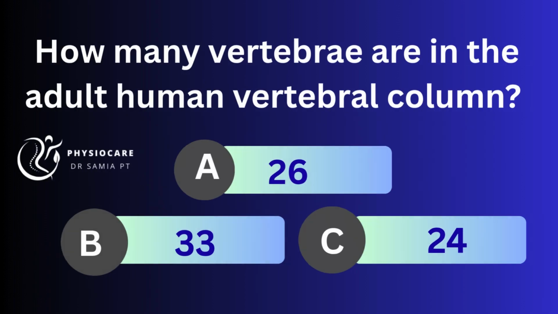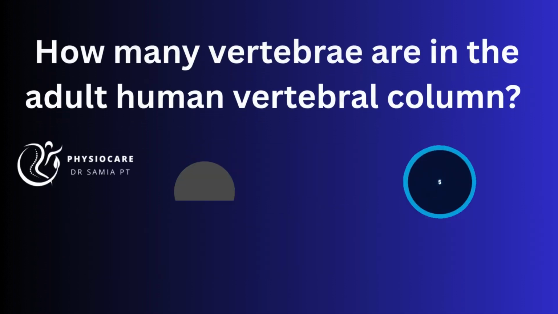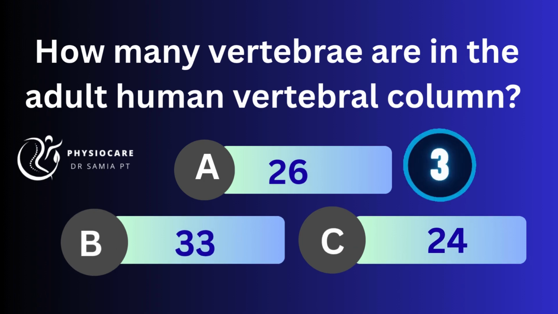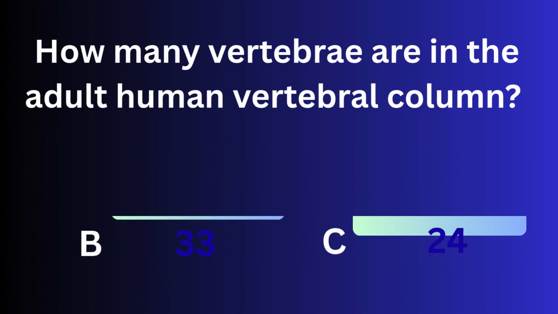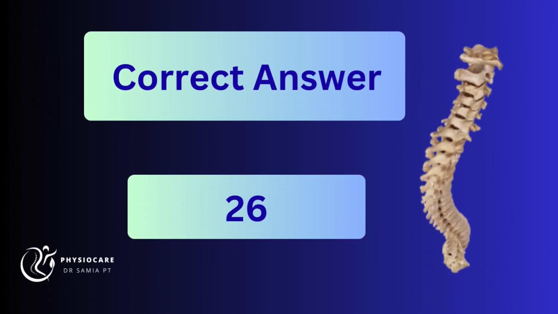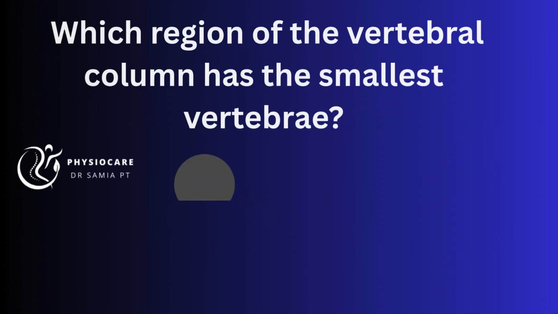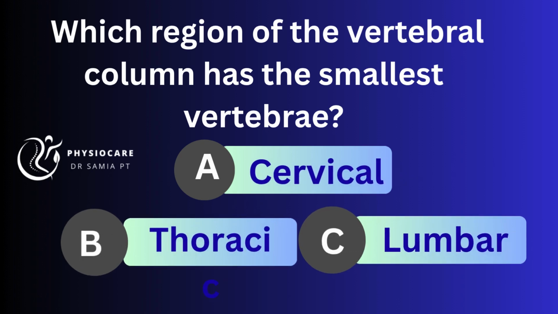How many vertebrae are in the adult human vertebral column? A. 26. B. 33. C. 24. Correct answer is 26. Which region of the vertebral column has the smallest vertebrae?